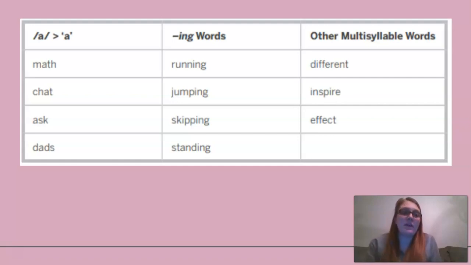Some of the spellings and words you might see in this story, we have short words like math, chat, ask, and dads. We have ing words like running, jumping, skipping, and standing. And then there's some other multi-syllable words, which means they have more than one syllable: different, inspire, and affect.